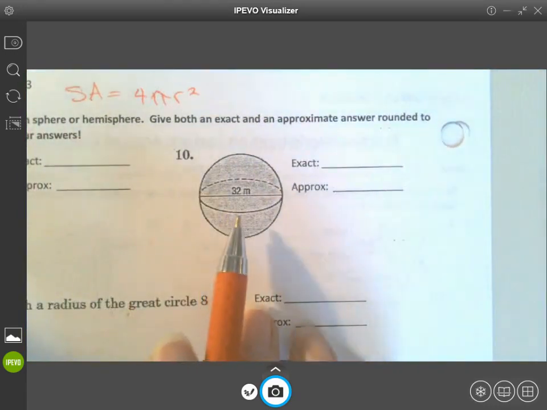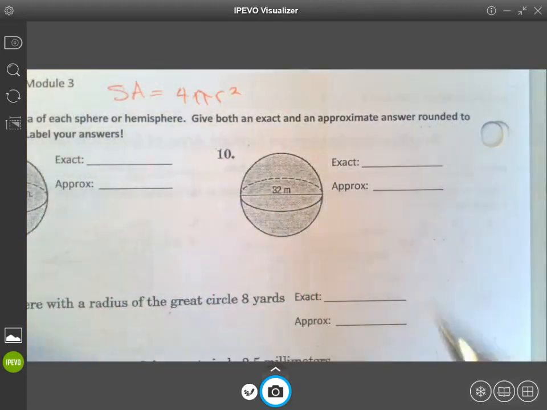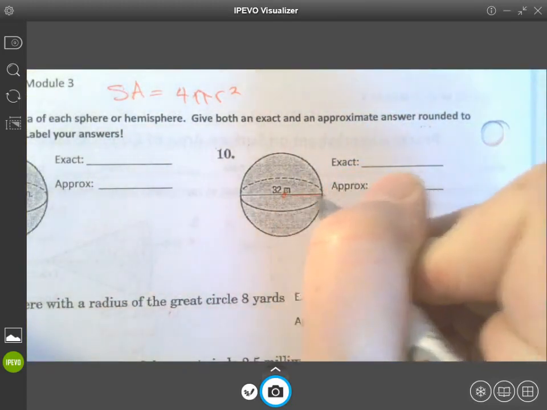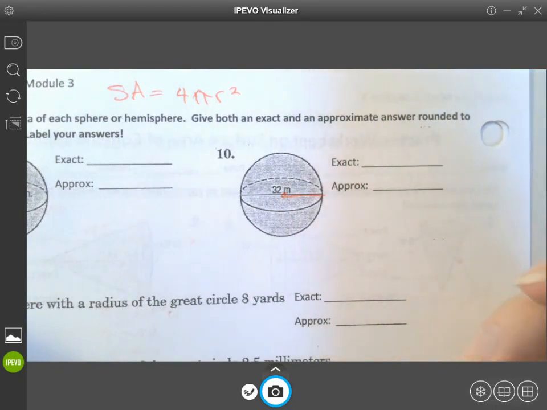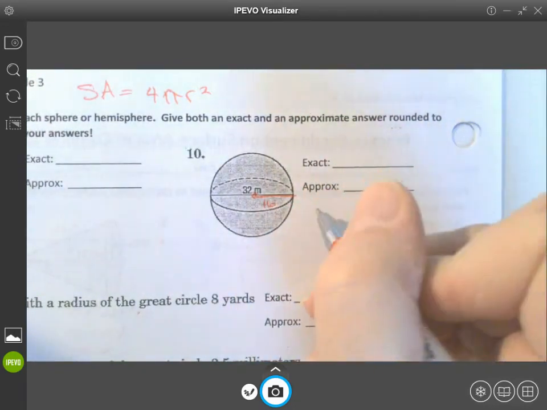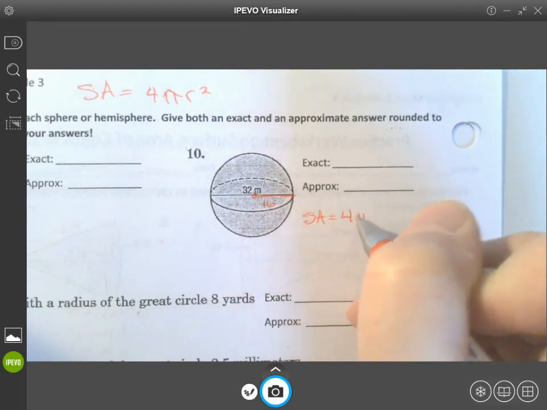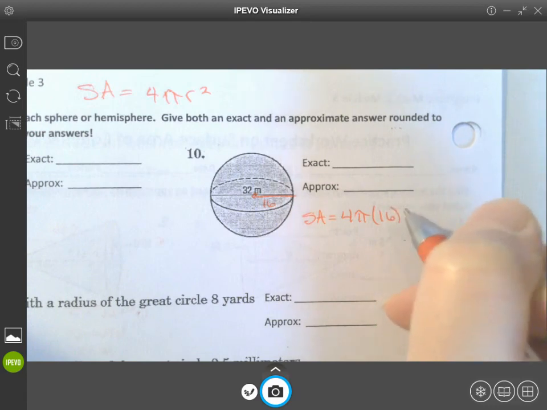All right, so looking at this one, you're given the radius, and that's what we need. This one, we're given the diameter, so what is my radius? Well, if the diameter is 32, my radius is? 16. Yep, and that's what I want. So the surface area, I'm just going to fill it in. 4 pi times 16 squared.